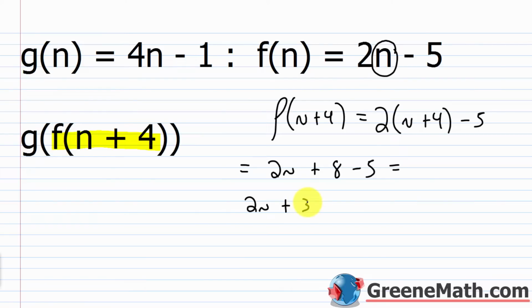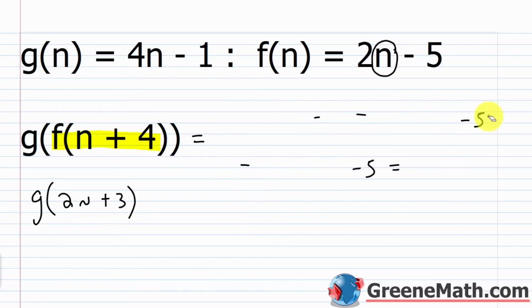Okay. So if we know that f of n plus 4 is 2n plus 3, what I can say now is g of f of n plus 4 is really g of 2n plus 3. So that makes this very, very simple. Let me erase this so we have some room. And all I want to do now is I just want to plug in a 2n plus 3 everywhere I see an n in g of n. So basically just right here.